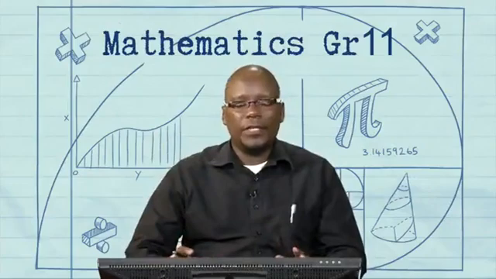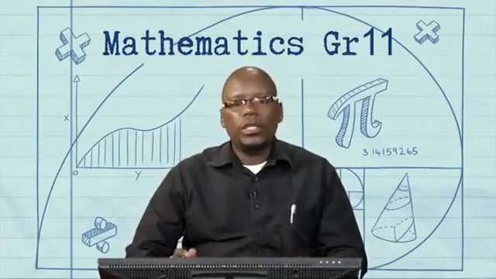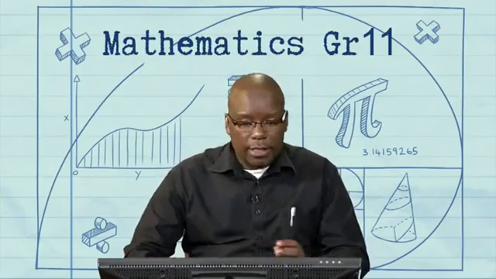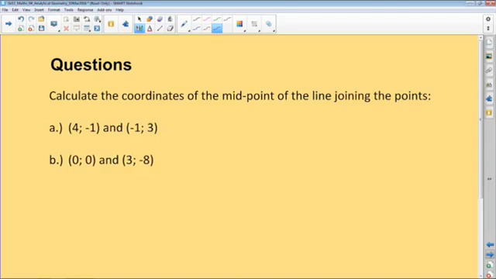Welcome back, wonderful grade 11s. We continue with our coordinate geometry. The next question is asking you to calculate the coordinates of the midpoint. You must always highlight your important points there. Of the line joining the points (4, minus 1) and (minus 1, 3), and then B, (0, 0) and (3, minus 8).